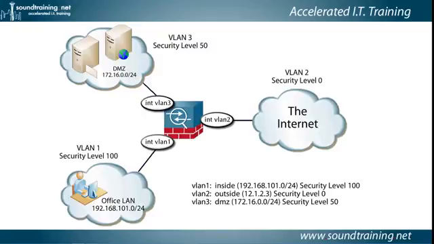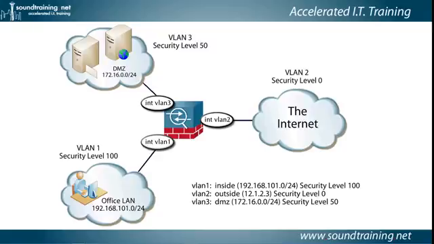In other words, you can initiate a connection from the office LAN to the Internet because the office LAN has a security level of 100, but not from the Internet to the office LAN. Now, one comment before we go on. You may notice that the DMZ has a security level of 50, and there's a web server and a mail server up in the DMZ in the upper left-hand corner.